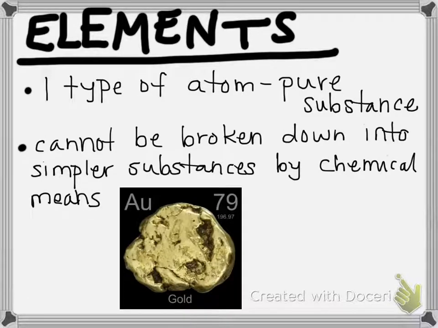So take our gold nugget here. This means we can't pour any kind of chemical or react any kind of chemical with gold and make the atoms any more simple. The atoms are always going to have protons, neutrons, and electrons, no matter what we do. Even if we pour acid on this gold nugget, it might rearrange the atomic structure, but the protons, neutrons, and electrons are still going to be there. It will not become any more simple.